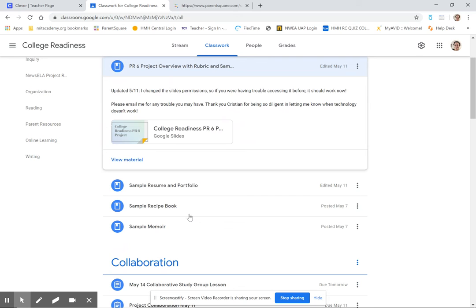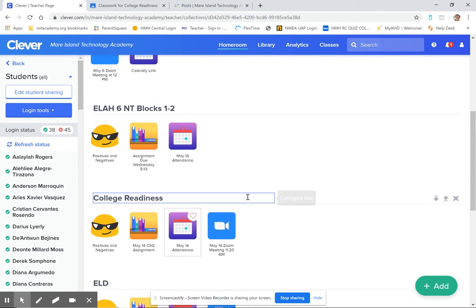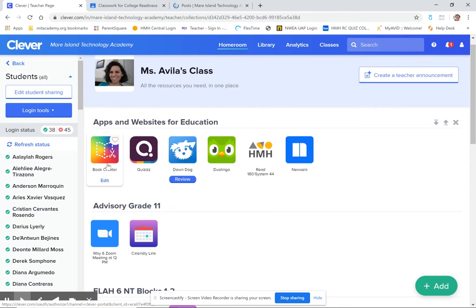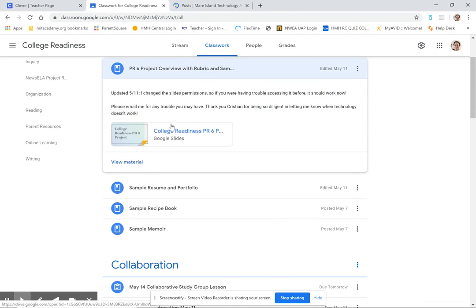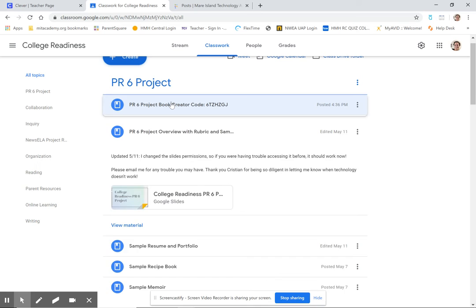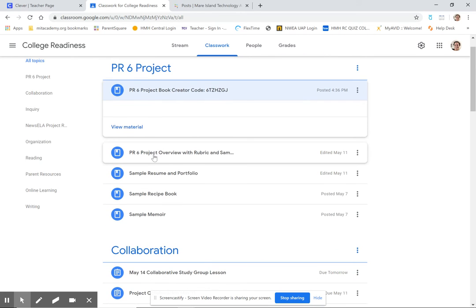Students need to access Book Creator, also found through clever.com, under Apps and Websites for Education. If they open Book Creator, it will ask for a code, which is found here, also under the Project tab of the Classwork tab.